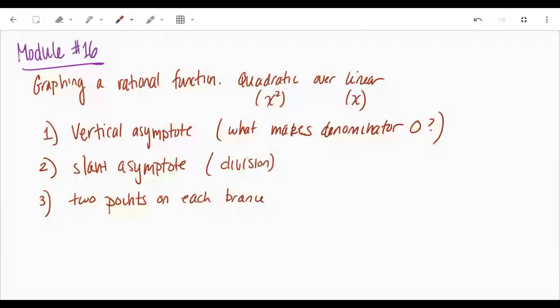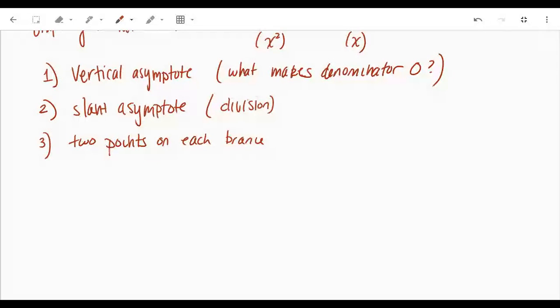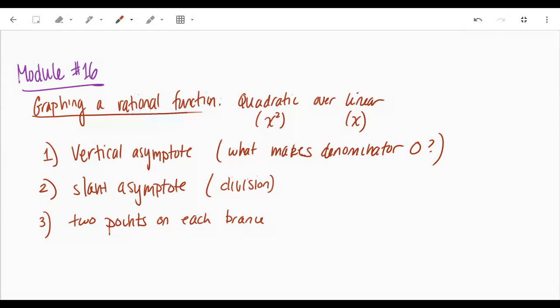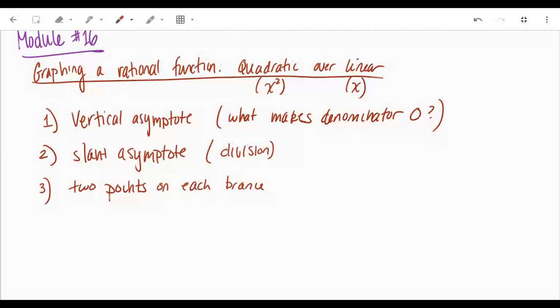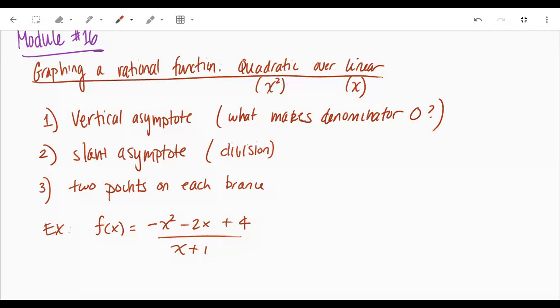Okay, so let's get an example here. Underline my topic there. Okay, so our example here is f of x is negative x squared minus 2x plus 4 over x plus 1. Okay, so first of all, our vertical asymptote, when x plus 1, so your denominator, is 0, that would mean x equals negative 1. So that's it. That's the equation of a line. x equals negative 1 is a vertical asymptote.